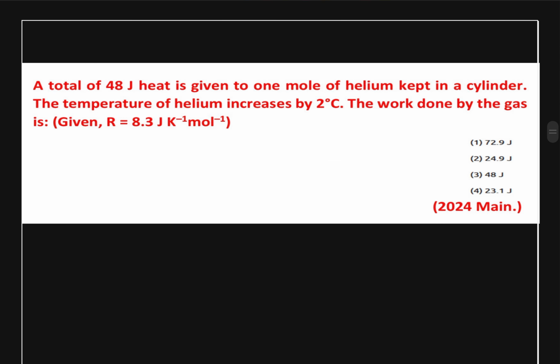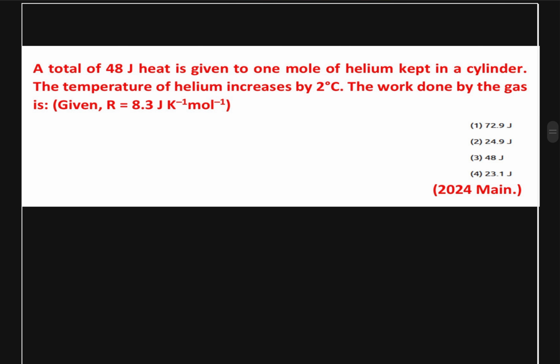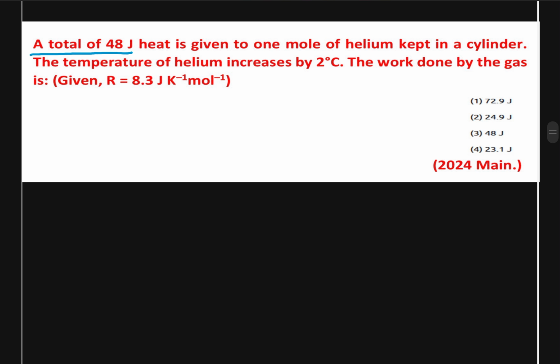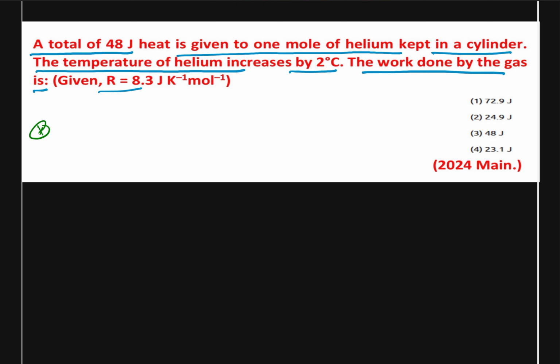Next question. It states that a total of 48 joule heat is given to 1 mole of helium kept in a cylinder. The temperature of helium increased by 2 degrees centigrade. The work done by the gas is, R is given as 8.3. So we have helium 1 mole, and we know that helium is monatomic.